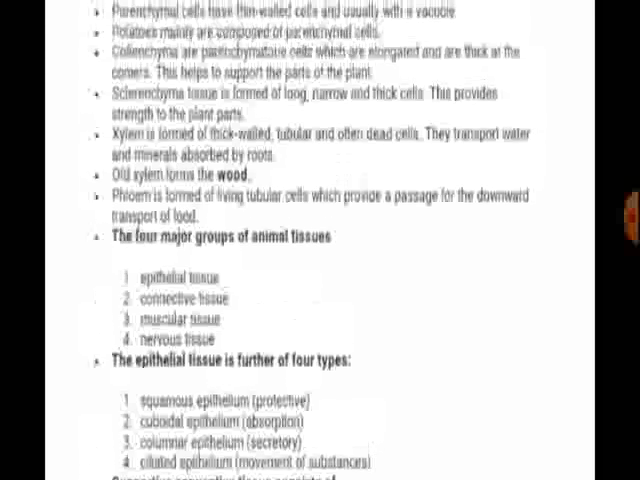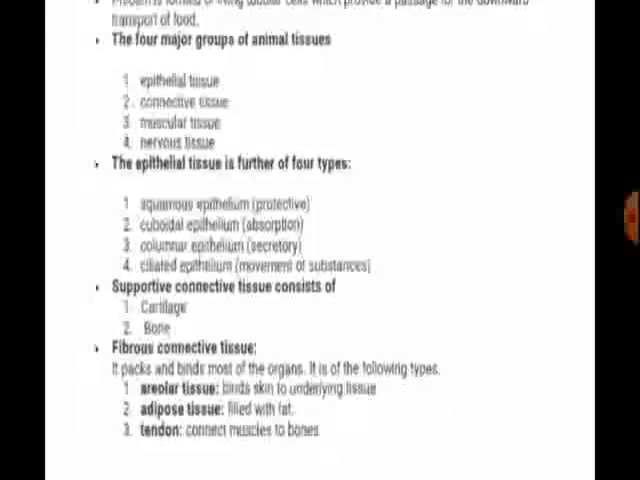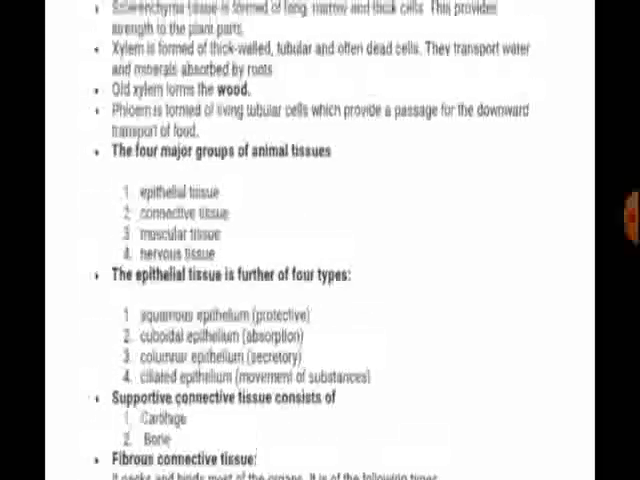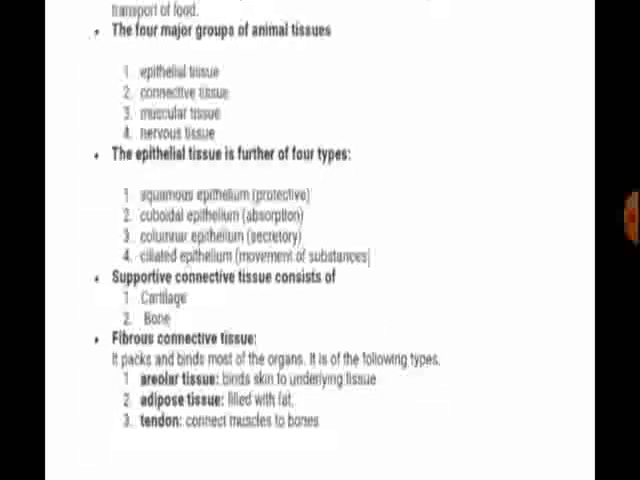Supportive connective tissue gives support, such as the bone. Next, fibrous connective tissue packs and binds most of the organs. Areolar tissue binds skin to underlying tissue. Adipose tissue is filled with fat. Tendons connect muscles to bones.